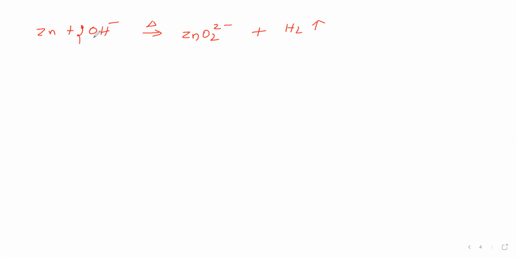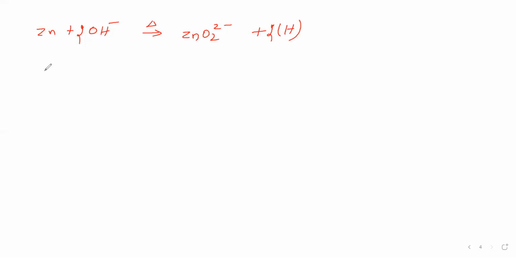So zinc on heating with a base becomes zincate salt, and hydrogen gas is liberated. In this process, zinc is undergoing oxidation, hydrogen is undergoing reduction. So we got zincate. This hydrogen is liberated initially in the form of nascent hydrogen. Nascent hydrogen means newborn hydrogen. It is produced in situ and immediately involves in chemical reaction.